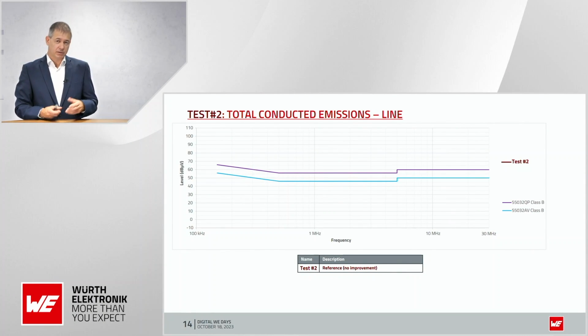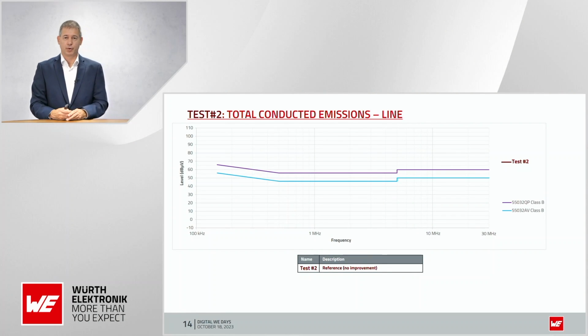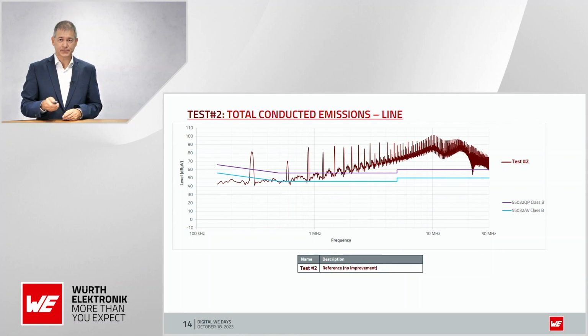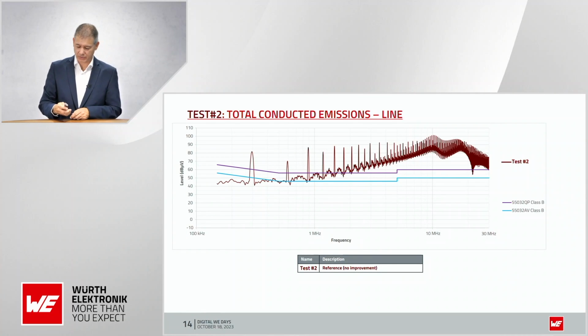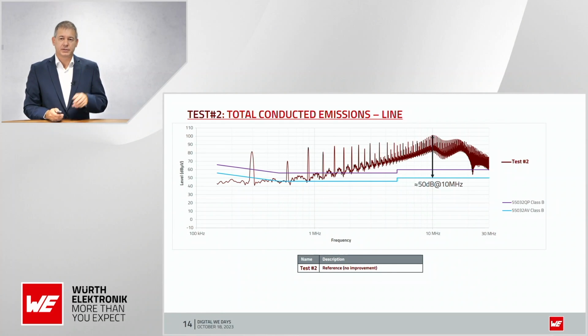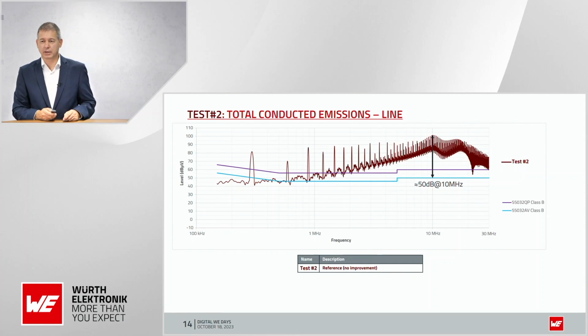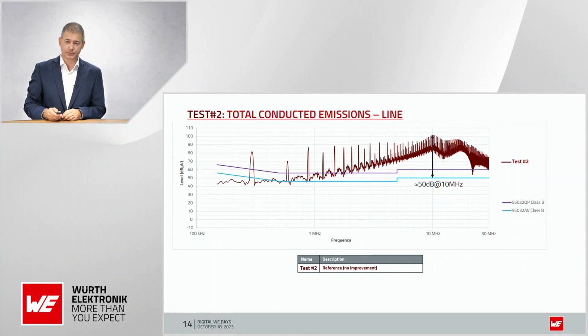Then we will measure in the lab both kinds of noise together, and we get this result. We see here the first base frequency, the 300 kilohertz. We see harmonics, and we have here at the 10 megahertz a huge peak in the measurement, around 50 dB more than the class B limit line. We have to reduce it below this line. That's the mission for this day.